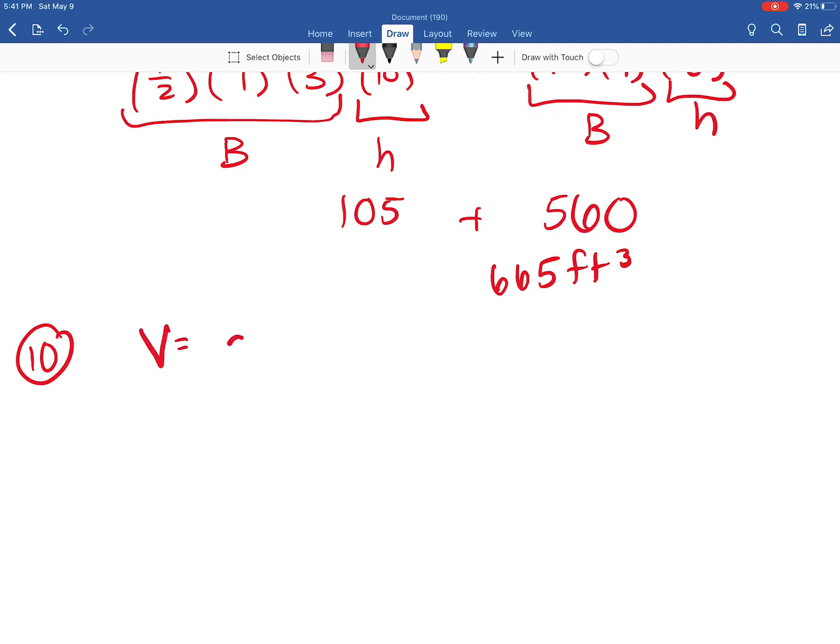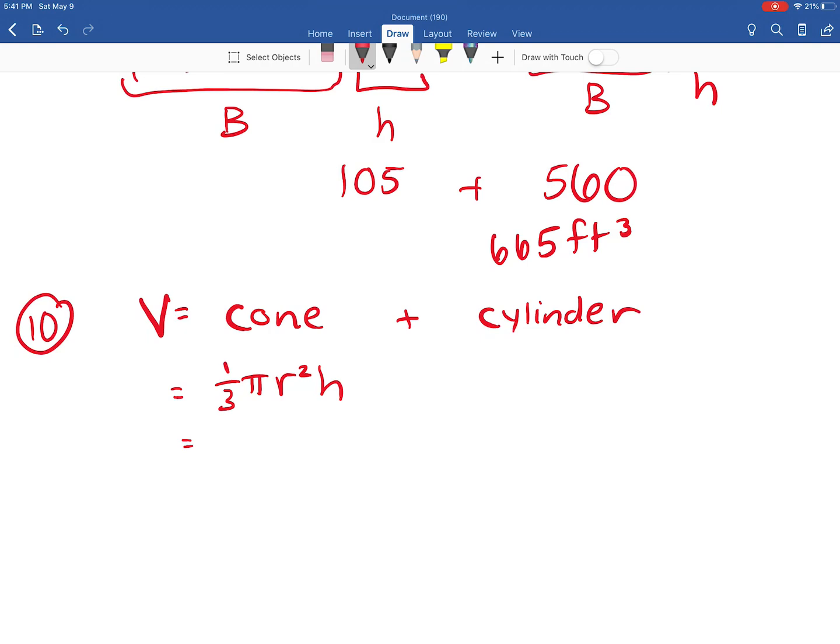Number 10 is also asking me for volume. Well, I will need the volume of the cone plus the volume of the cylinder. Volume of the cone is 1/3 pi r squared times h. It gives me the diameter of the circle is 10, which means the radius is 5. So on the cone, I have 1/3 pi times 5 squared, and the height on that cone is 6.